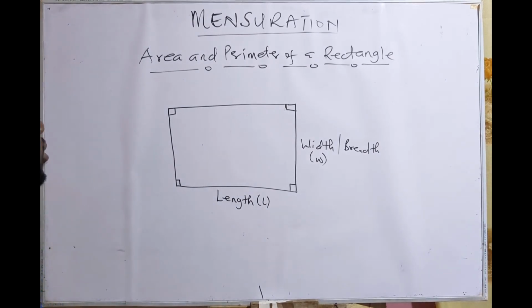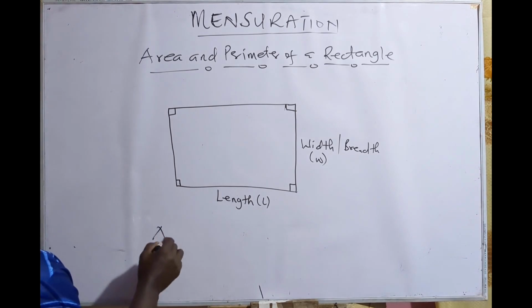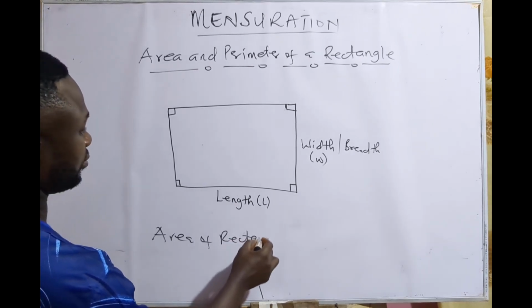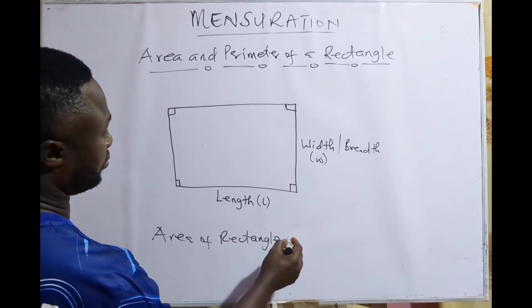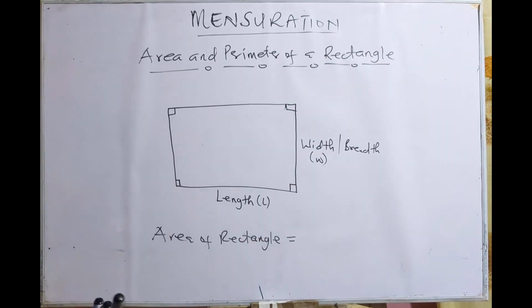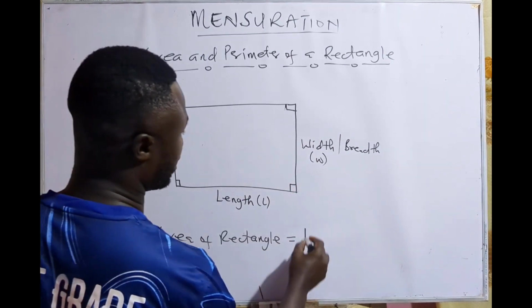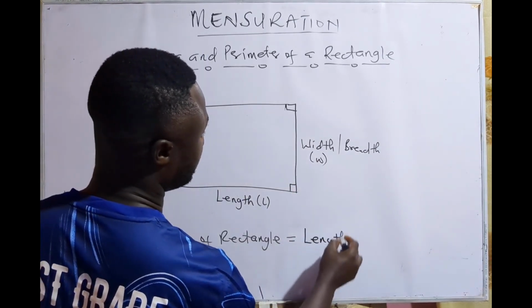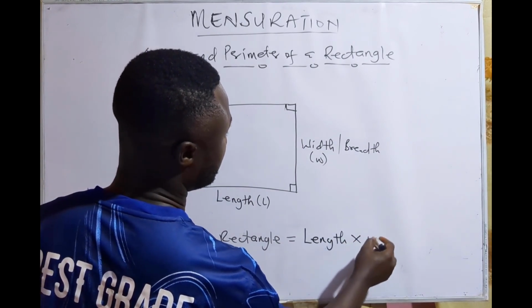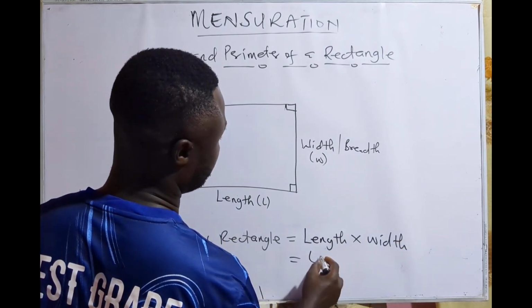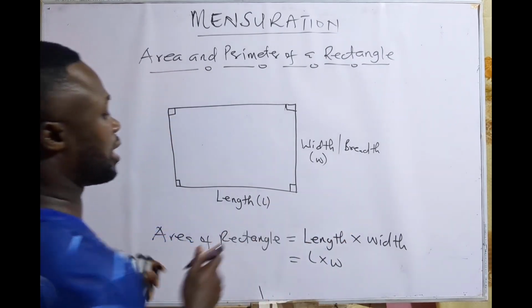We are going to look at the area and then the perimeter. So the area of a rectangle can be given as the length times the width, or the breadth. So L times W or L times B.